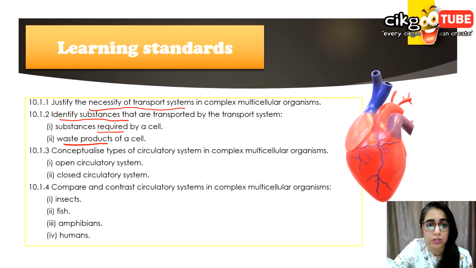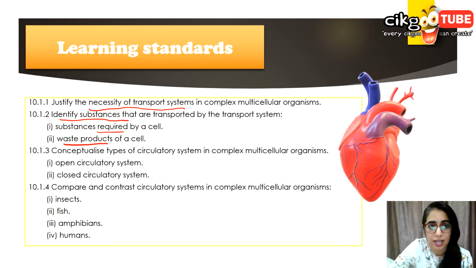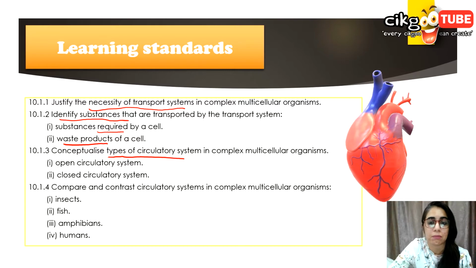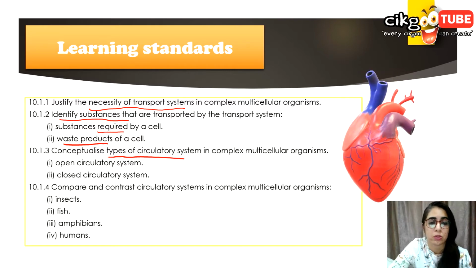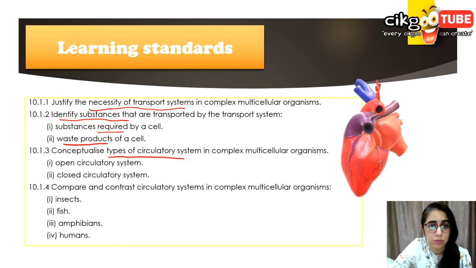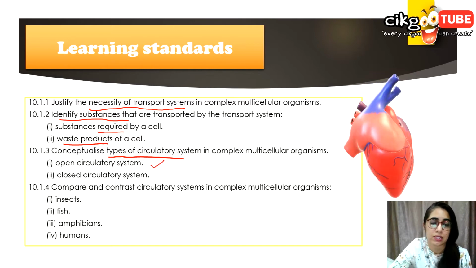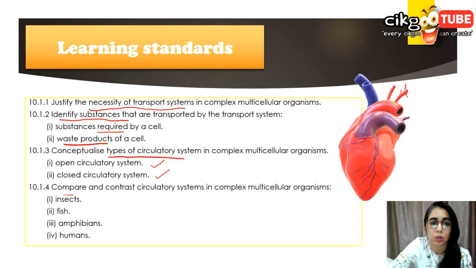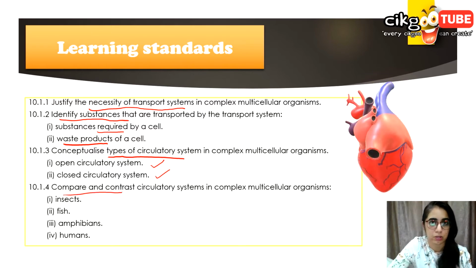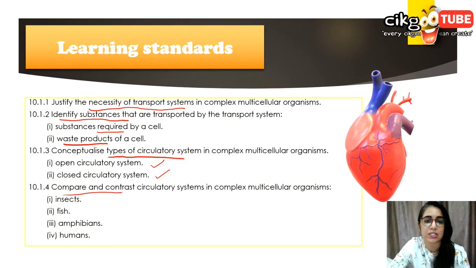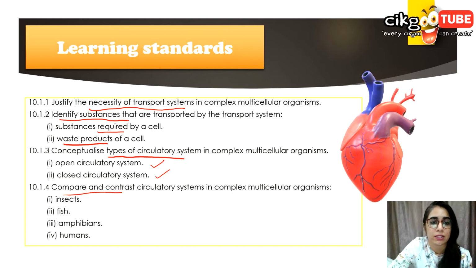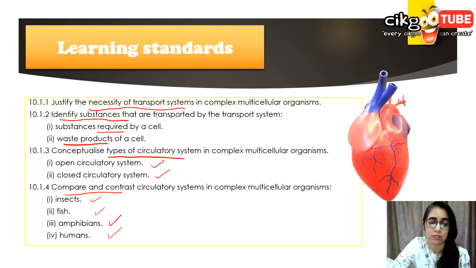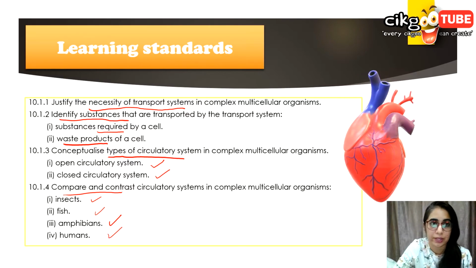Then you are going to conceptualize the types of circulatory system in a complex multicellular organism. There are two types of circulatory system, which are the open circulatory system and the closed circulatory system. And lastly, you are going to compare and contrast the similarities and differences between the insect, fish, amphibian and human circulatory systems.